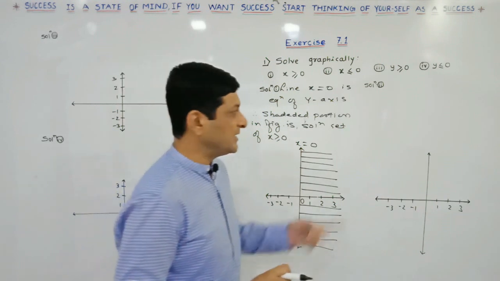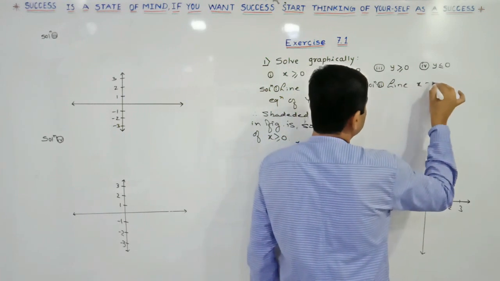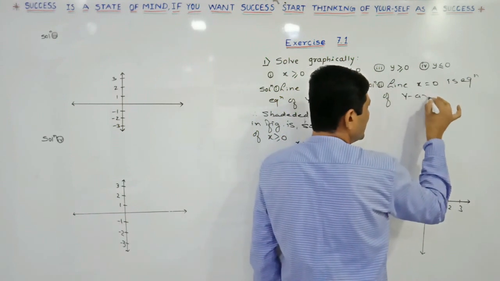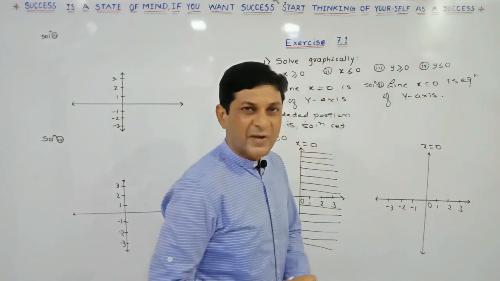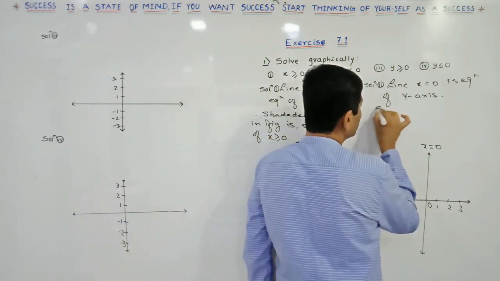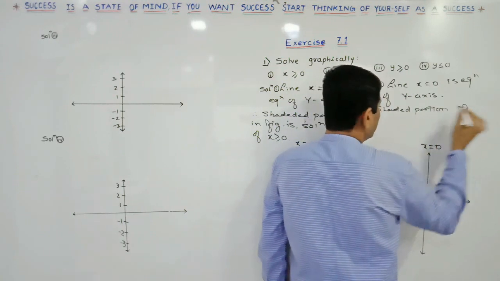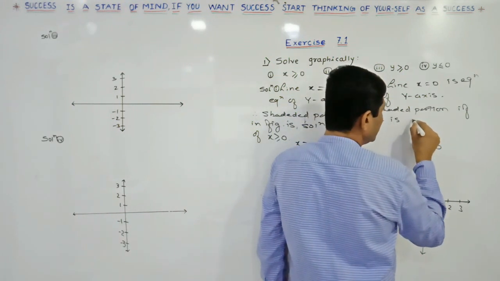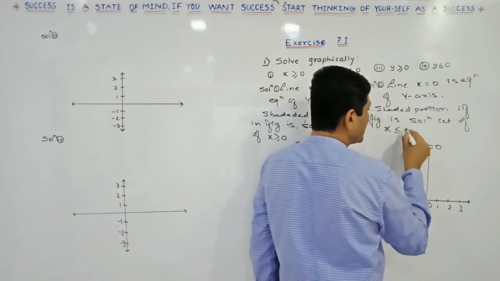Same method we are applying in this second example also. Here also, what is the line? x is equals to 0. So the line x is equals to 0 is the equation of which axis? Y-axis. Once the line is known to us, x is equal to 0 is the equation of the y-axis. Now to find the solution set, we will make use of this inequation. Therefore the shaded portion in the figure is the solution set of x is less than or equals to 0.